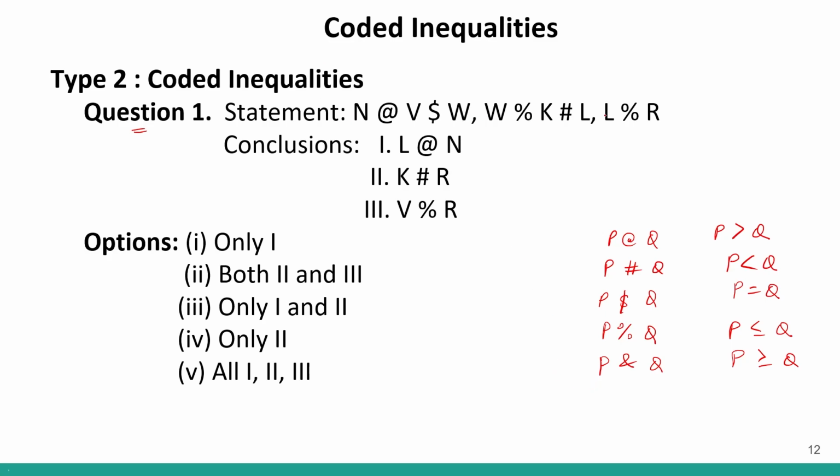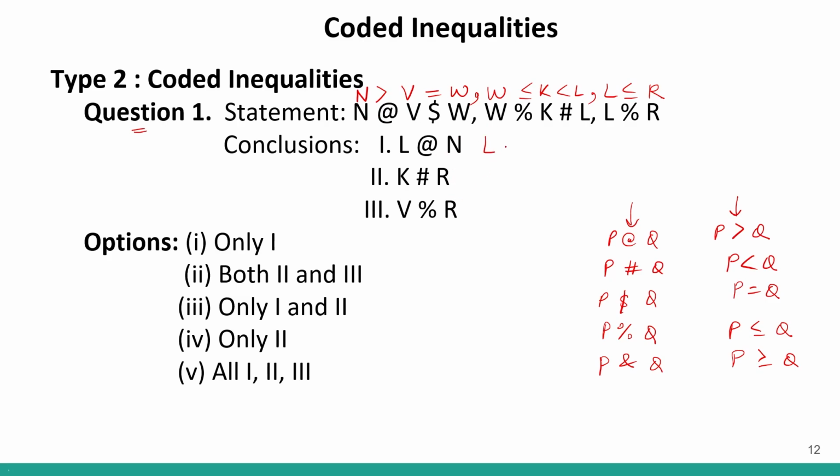Now, this statement is given to us. First, we will convert this statement into the direct inequalities. So if I convert this, I will get n is greater than v. Correct? V will be equal to w. Now, w will be less than equal to k and k will be less than l. Correct? And l will be less than equal to r. So if I turn these codes into these codes, I will get this. This will be my statement. Correct? Now we will do the same thing for conclusions.